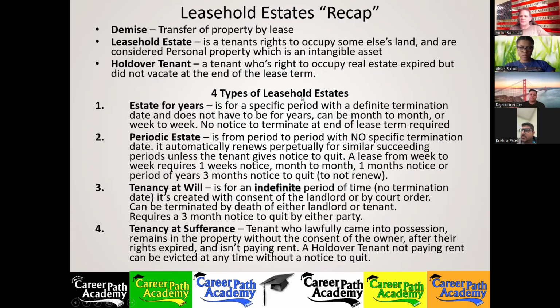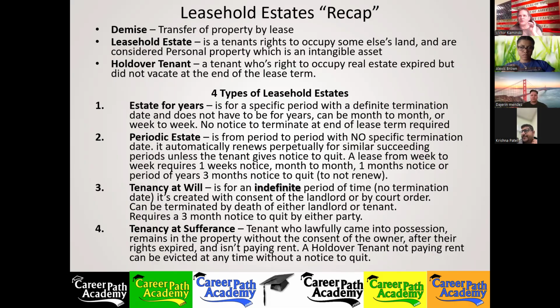Now, there are 4 types of leasehold estates. We got the estate for years, which is for a specific period of time, has a start date and an end date. No notice to quit is needed at the end of the lease term to get the tenant out. Periodic estate is an estate that automatically renews for the similar succeeding periods of time. It automatically renews for the same amount of time the original lease was written for.